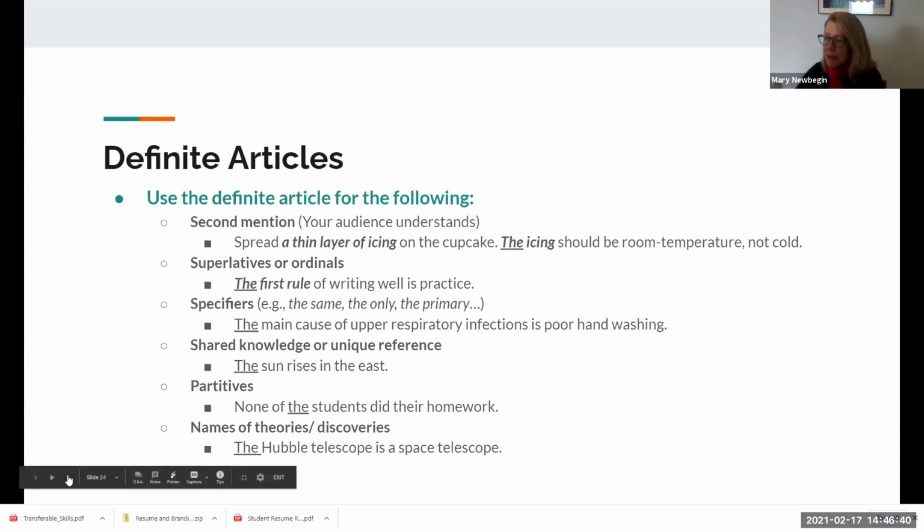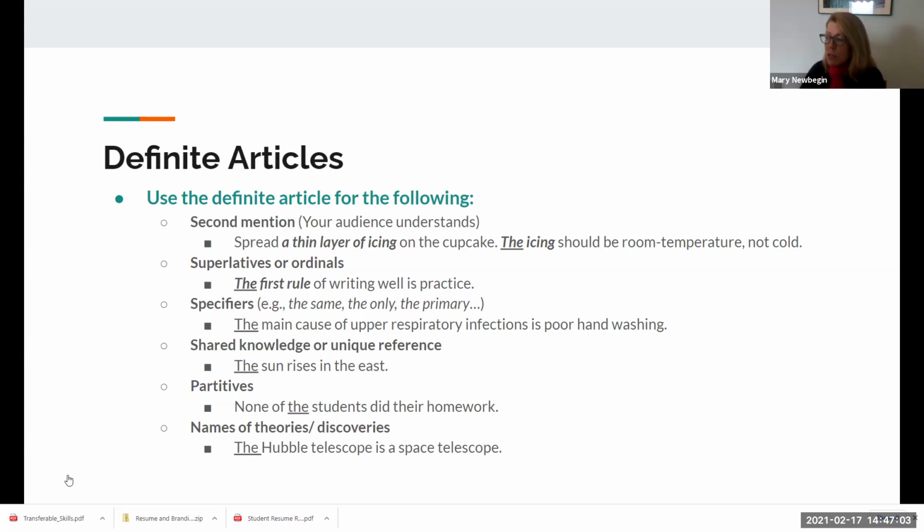All right, definite articles. All of the following are uses of the definite article. If you're mentioning something in a sentence and then referring to it again: spread a thin layer of icing on the cupcake. The icing should be room temperature, not cold. It's clear in that context that we're talking about the icing that we're spreading.